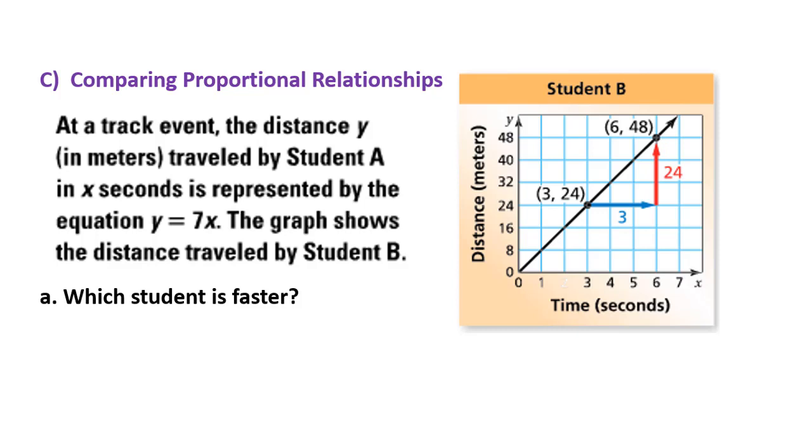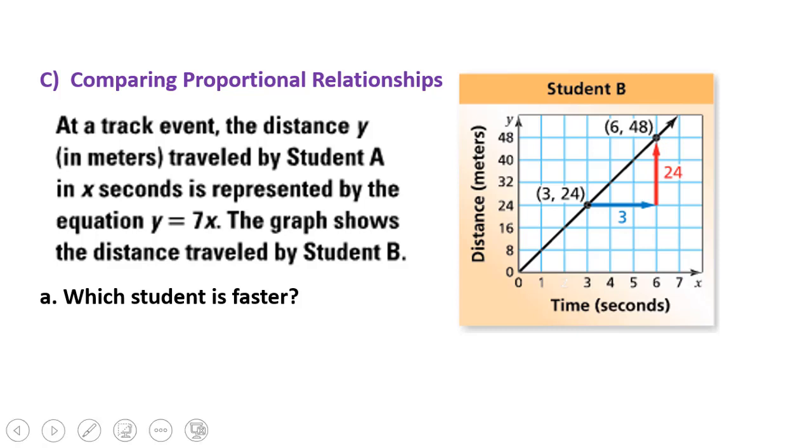In our first example, our only example, but there's a couple parts to it, it says, at a track event, the distance y in meters traveled by student A in x seconds is represented by the equation y equals 7x. The graph shows the distance traveled by student B. Just reading that information, before we're even asked a question, let's take a look at this graph. And it does say student B up at the top.